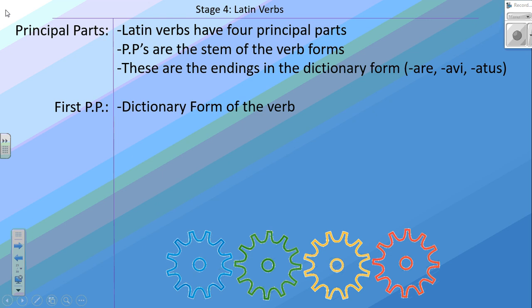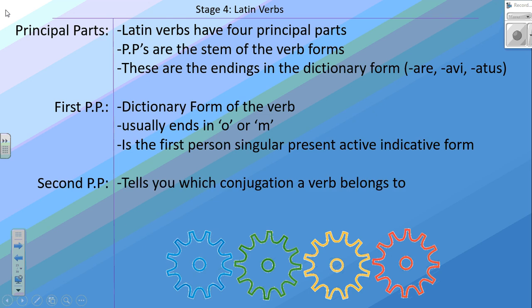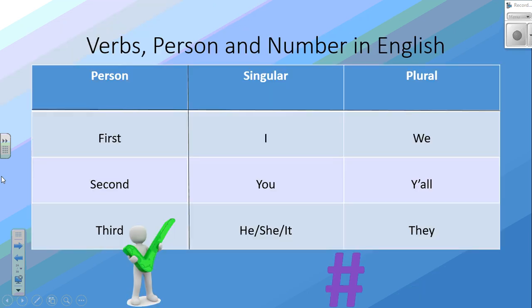Your first principal part is the dictionary form of the verb. It's what you look up in the dictionary, right? And it usually ends in O or M. And it's also the first person singular present active indicative form. And don't worry if that doesn't mean anything to you yet, we'll talk about it in just a moment. And then the second principal part, which is the one that ends in RE, tells you which conjugation a verb belongs to. It's the present tense stem, so if we're dealing with present tense, so happening now, we're going to use the second principal part. And it's also the infinitive. We'll talk more about infinitives later on in the year, but an infinitive just means to verb, so to run, to jump, that sort of thing.